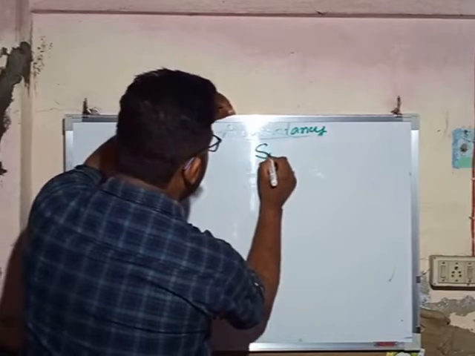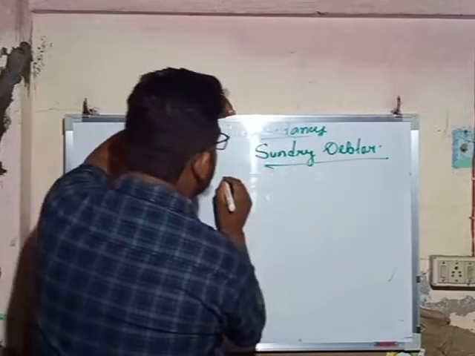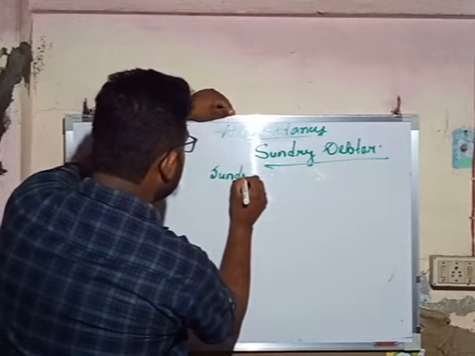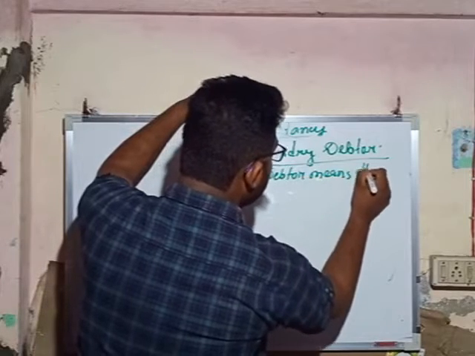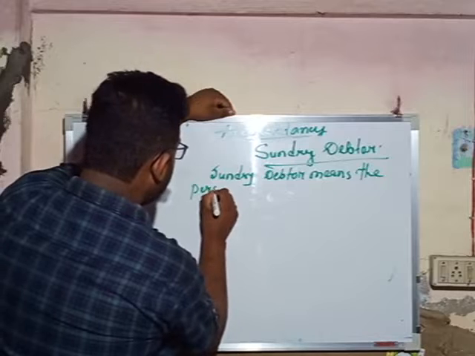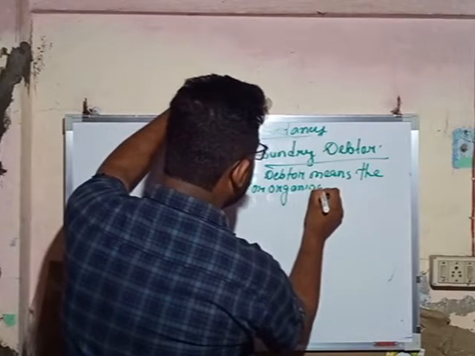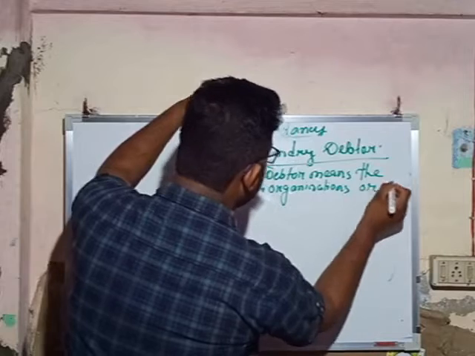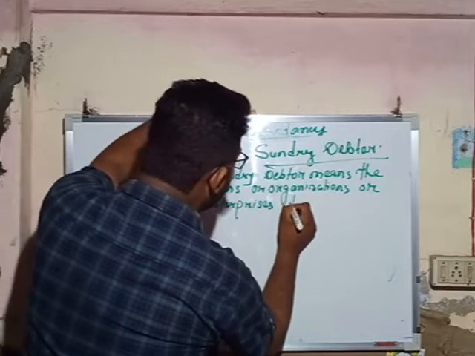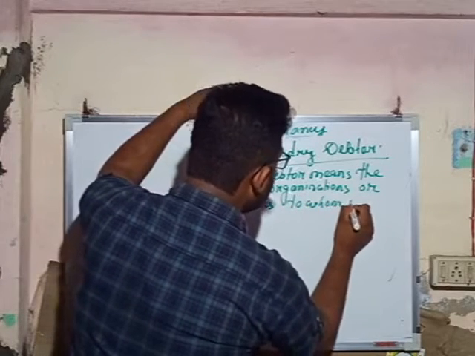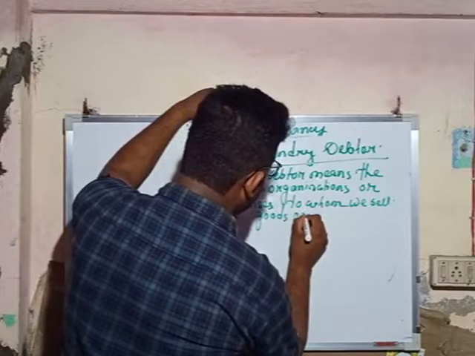The first one is the sundry debtor. Okay, so sundry debtor means the persons or organizations or enterprises to whom we sell goods on credit.